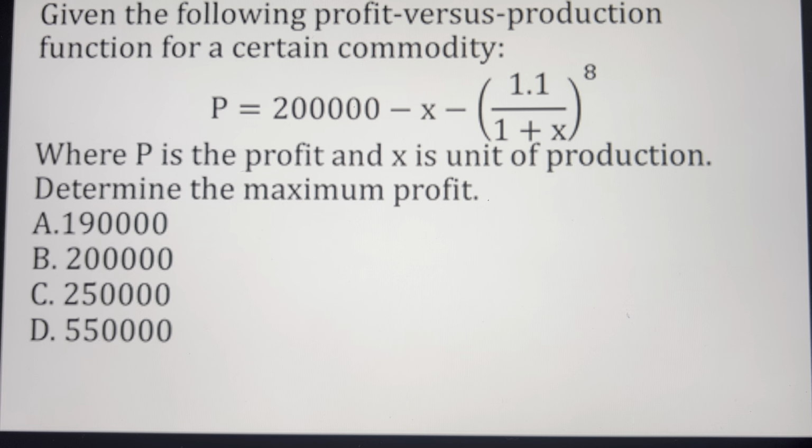So when my X is 0 here, we remove this one also. So this original constant here will be our maximum profit. So let's use this one, and our maximum profit will be 200,000.